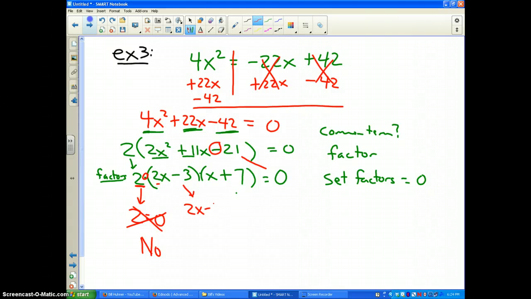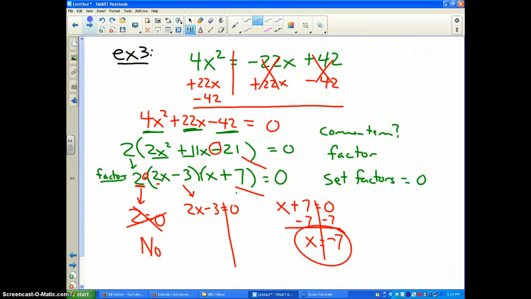I'm going to set that factor, 2x minus 3, equal to 0. And then I'm going to set that factor, x plus 7, equal to 0. And I solve these. Now I'm going to do this one first. This one's easier. Minus 7 to both sides, you get x equals negative 7. This one, you guys, there are 2 steps to solving this one. The first thing, you add 3 to both sides. Well, I get 2x equals 3, but I got to solve for x, so I got to divide by 2, which makes x equal to 3/2.